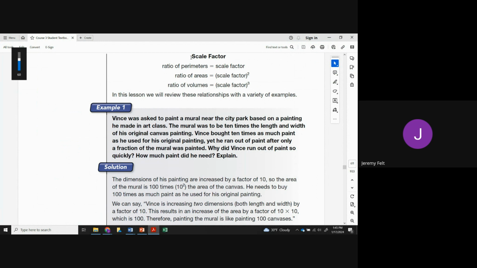Again, scale factor can make something larger if it's greater than 1. It can make it smaller if it's less than 1. And how that affects the perimeter, area, and volume is as follows. The perimeter will go up by the scale factor. The area will go up by the scale factor squared. And if it's volume, it'll go up by the scale factor cubed, or to the power of 3.